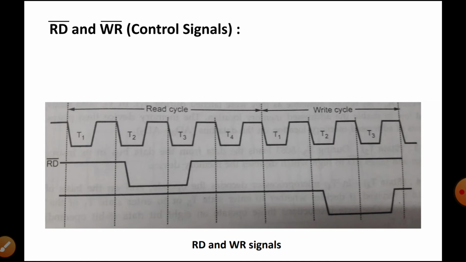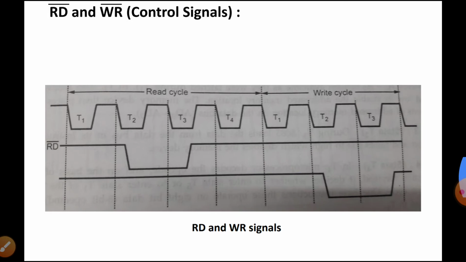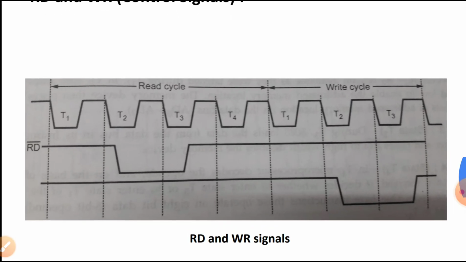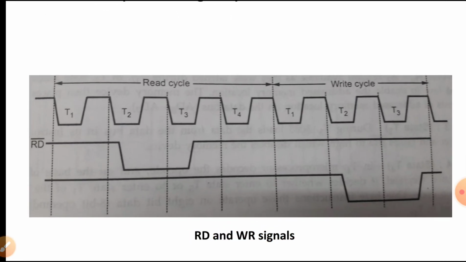Now these signals decide the direction of the data transfer. When the read signal is active, the data is transmitted from the memory to the processor, and when the write signal is active, data is transmitted from the processor to the memory or the input output. Both signals are never active at a time. There will be only one operation possible at a time, either the reading operation or the write operation.